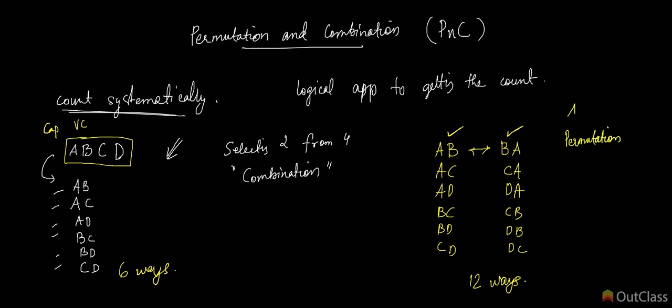We are counting the number of ways of arranging 2 items from 4 items. AB is one particular order, BA is another order, even though the selection is the same. So for arrangement we use the permutation function, and for selection we use the combination function. We'll talk more about what these functions are, how they are applied, and what is the logic behind all of this in the next video.